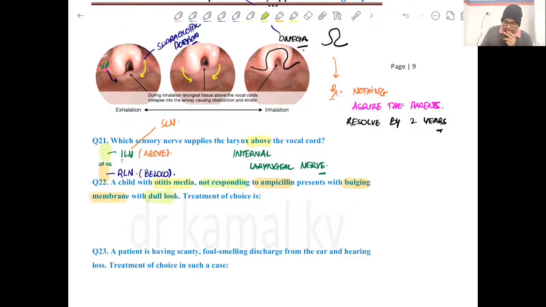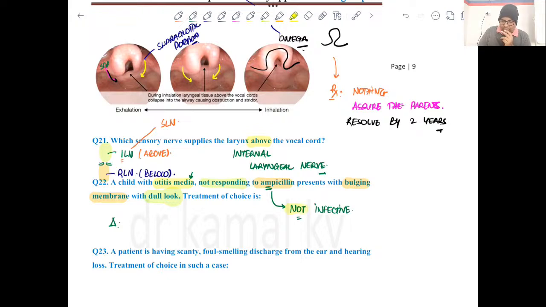Then moving forward, a child with otitis media not responding to ampicillin, and having a bulging membrane with a dull look. Now what do you need to do? Firstly, of course, you need to make the clinical diagnosis. Here, there is otitis media, of course, but it is not responding to antibiotics. It means it is not inflammatory. So this particular clue tells you that it is not infective here.